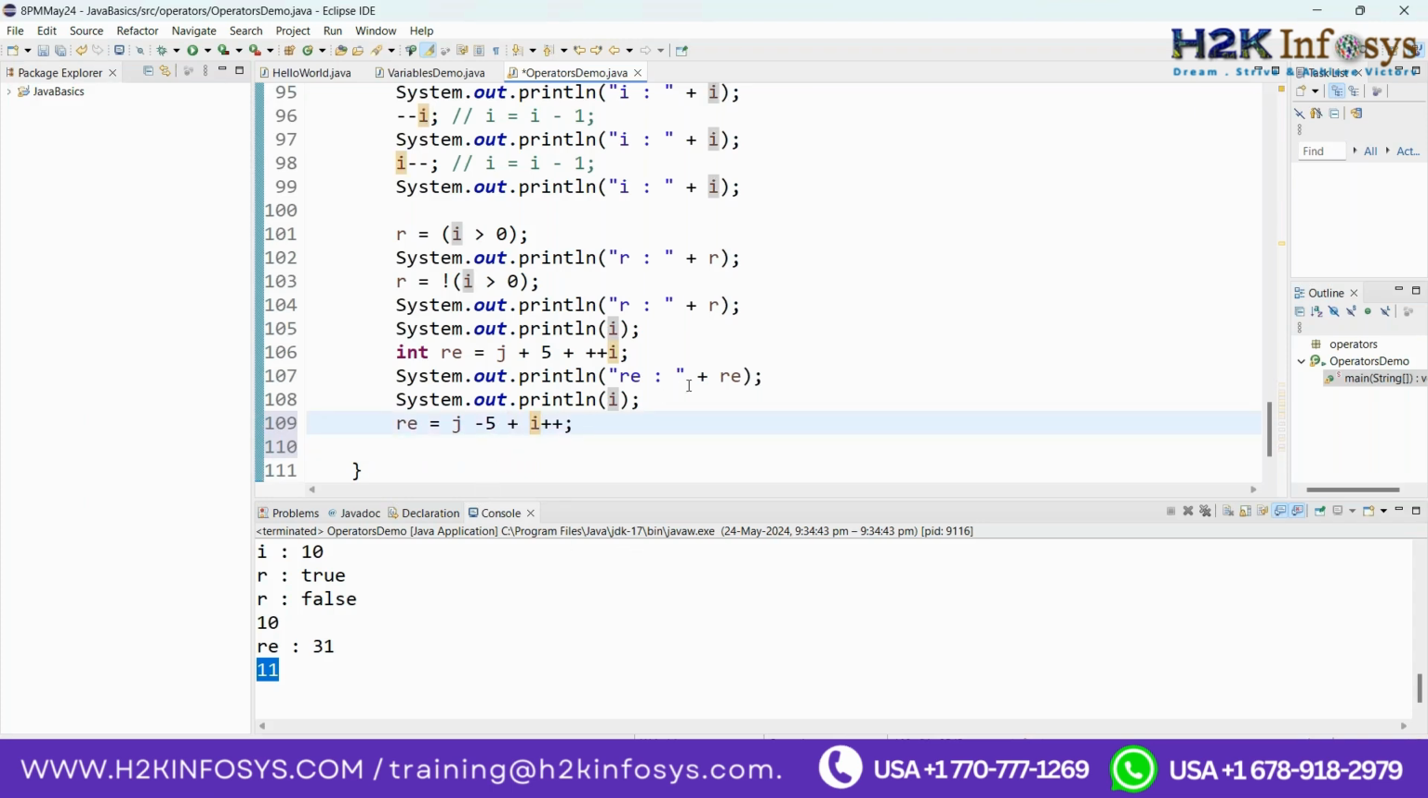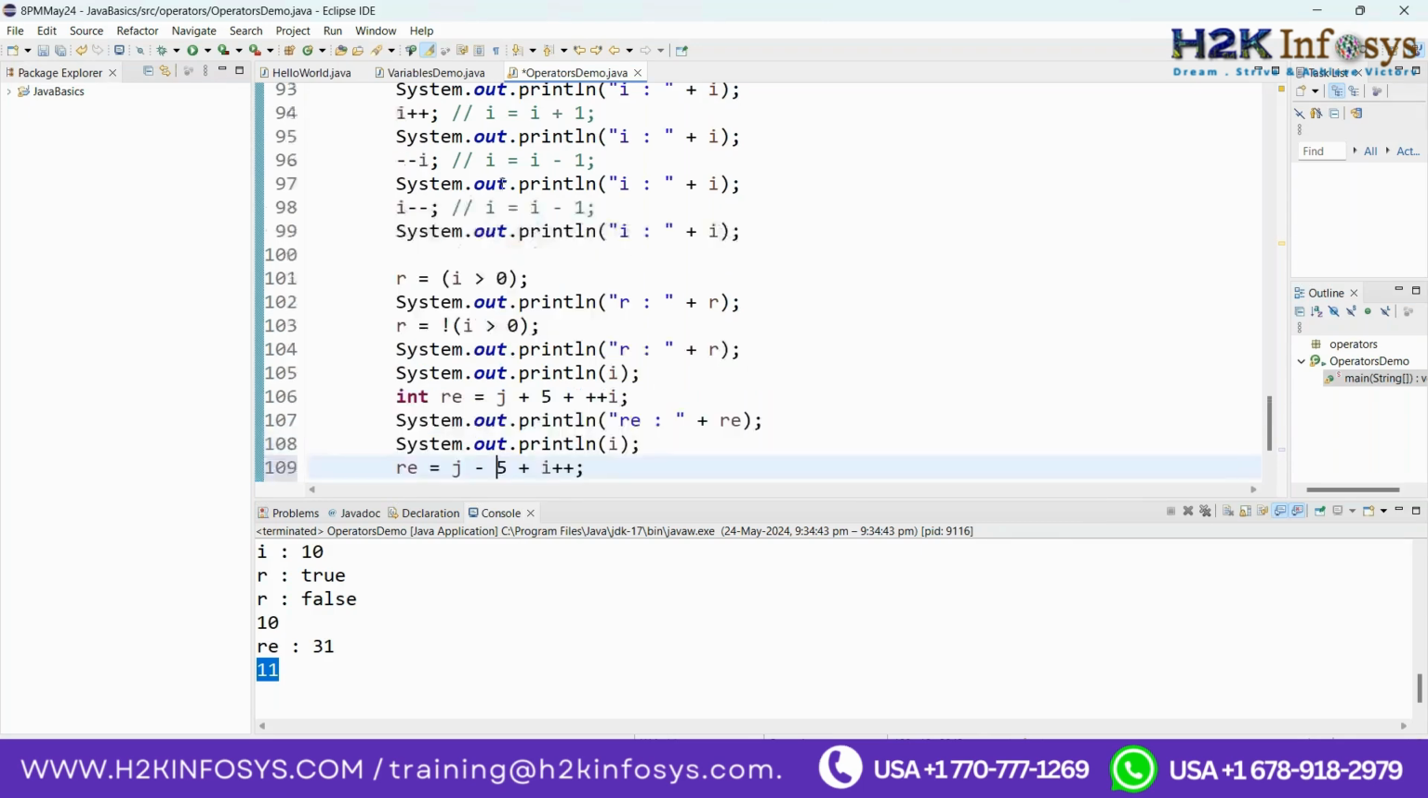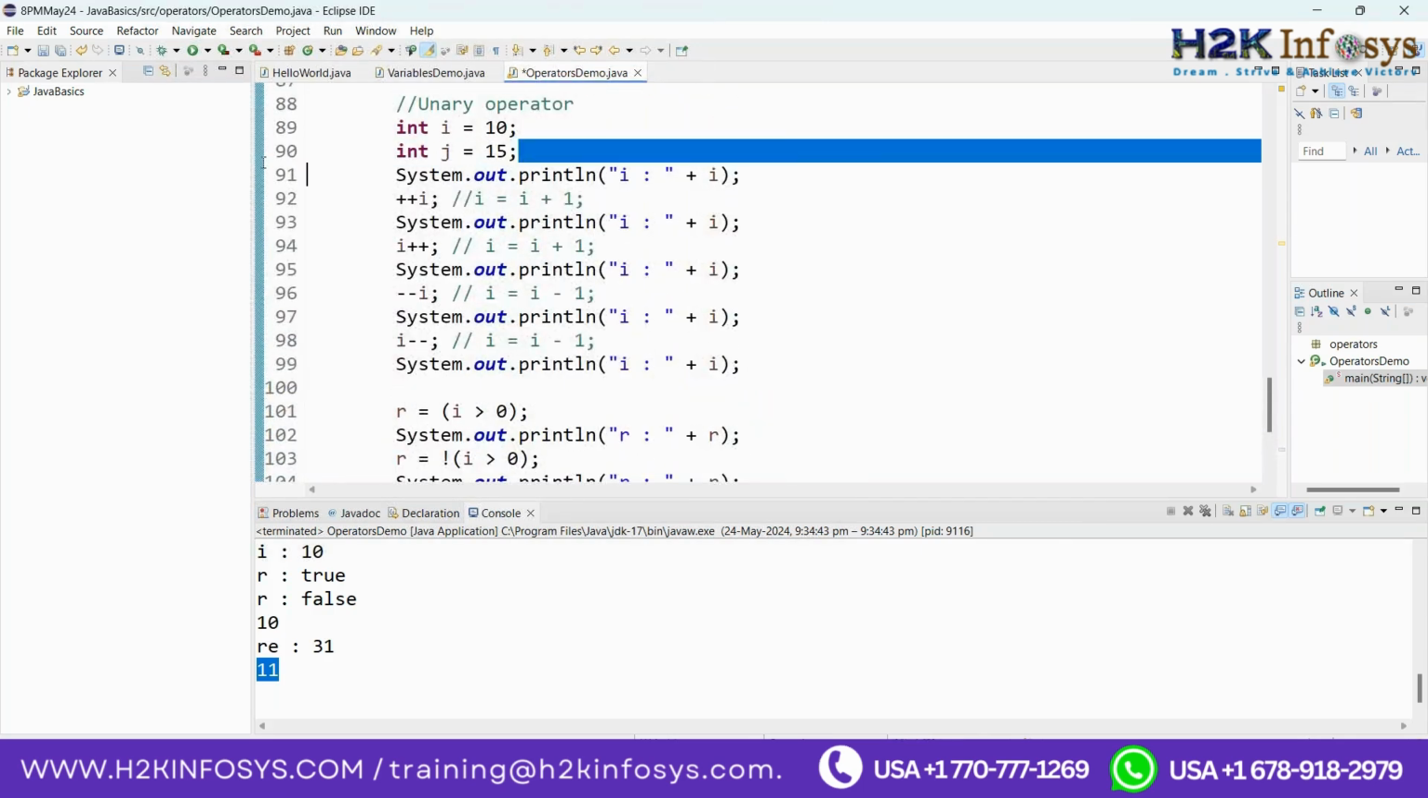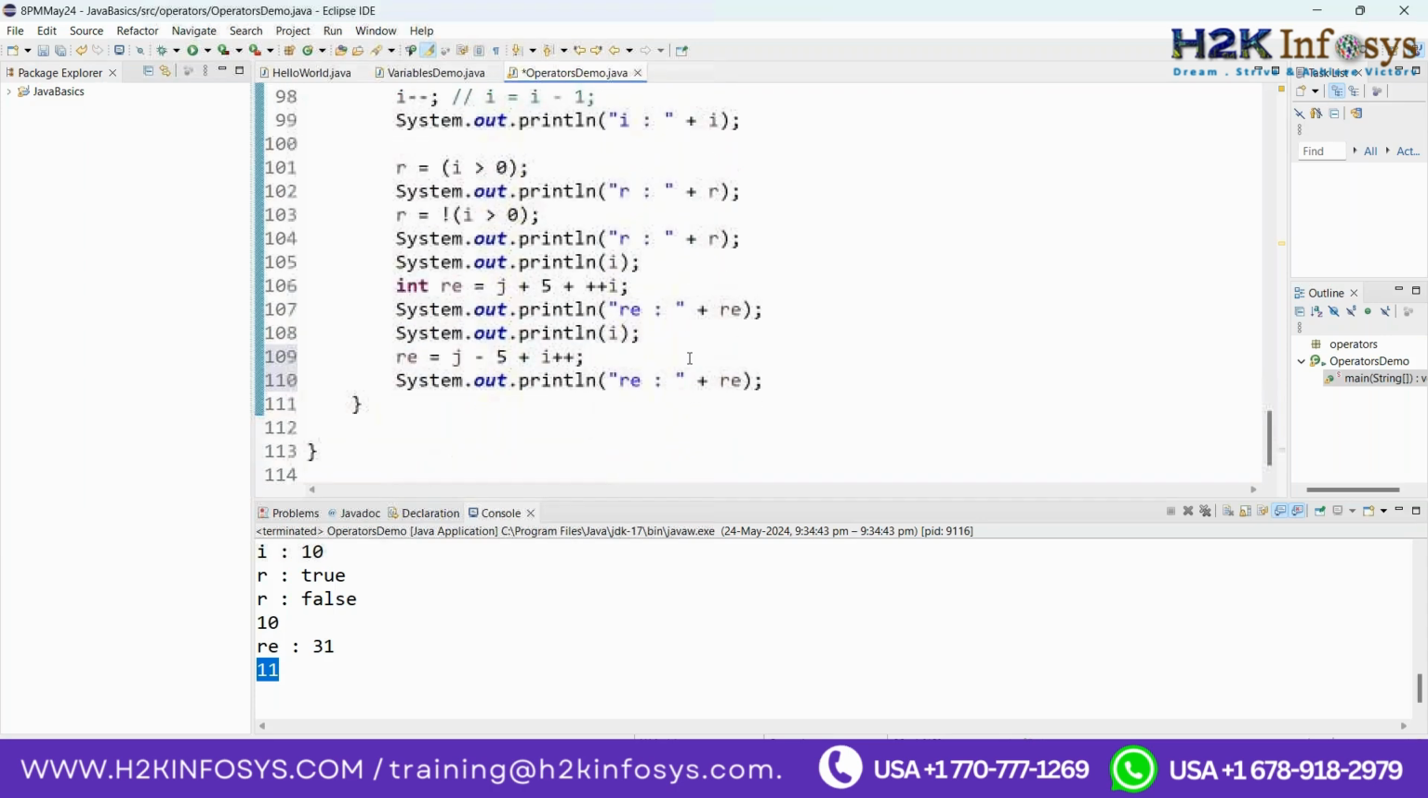Now tell me what would be the J value? 20? 21? I think this time J value will be 15 only. 15 minus 5 is 10, 10 plus 11 is 21. Remember here I value is 11. Don't confuse. Whatever I highlighted, I value is 11 here.